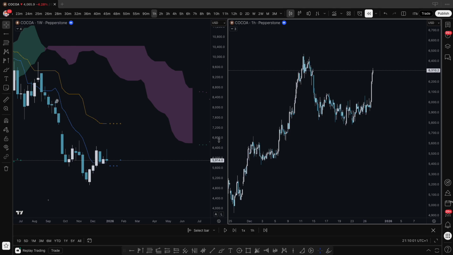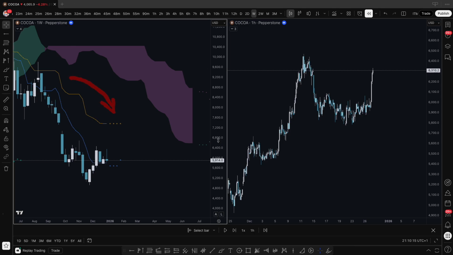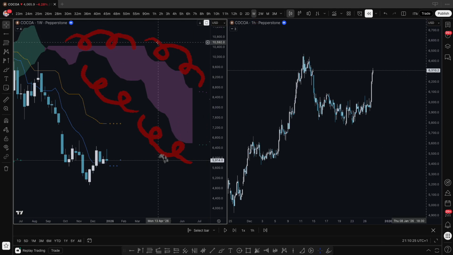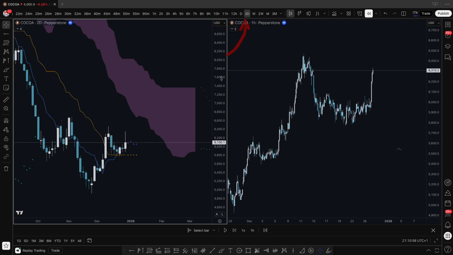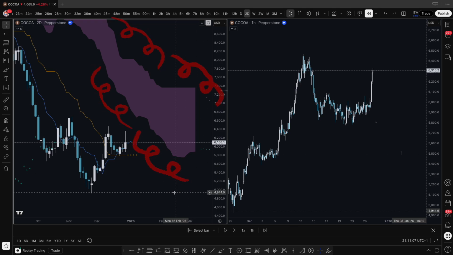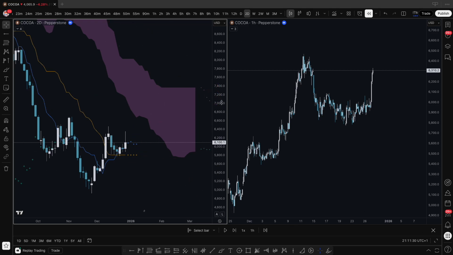Alright, as usual, we're starting with Ichimoku, and from higher time frames, now we are on a weekly. What we can see is a big red Kumo cloud, which has downward movement. Also, price extended from the Kumo cloud and from the weekly Kijun, which indicates strong bearish momentum. Alright, let's go down to 2 days. On 2 days, we also see a big red Kumo cloud, which is very thick, which only confirms our bearish bias.